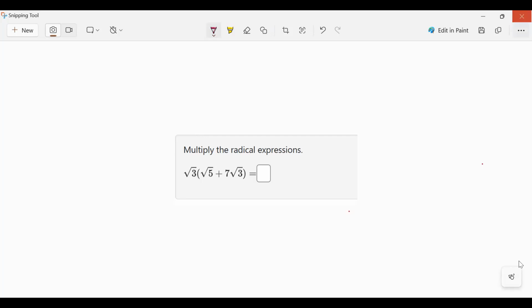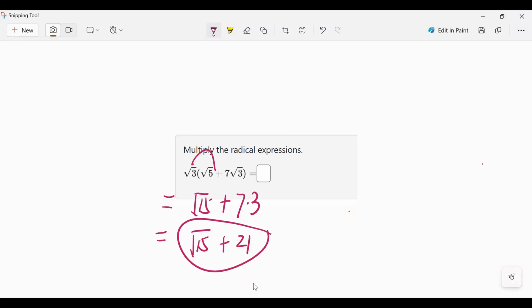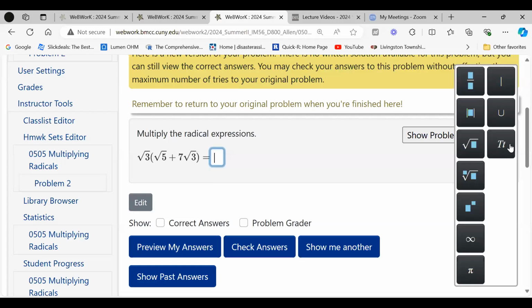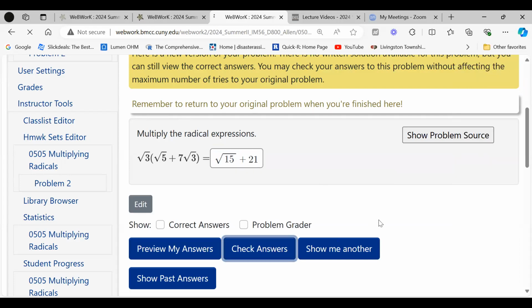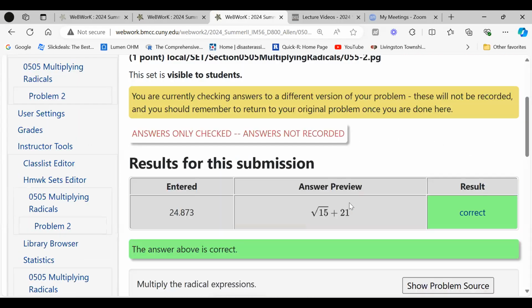Right, let's go over the solution. So distribute, you'll get square root of 3 times square root of 5 is square root of 15. And the other one will be square root of 3 times square root of 3 times 3, 7 times 3 is 21. So radical 15 and 21. And that's the simplest form. We cannot simplify further. So radical 15 plus 21. It's perfect.